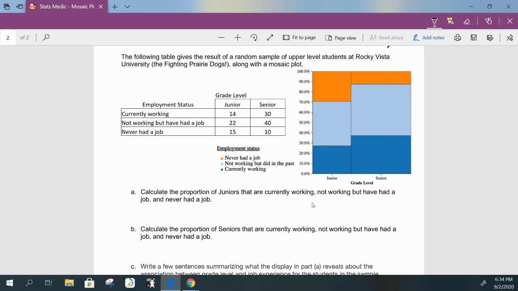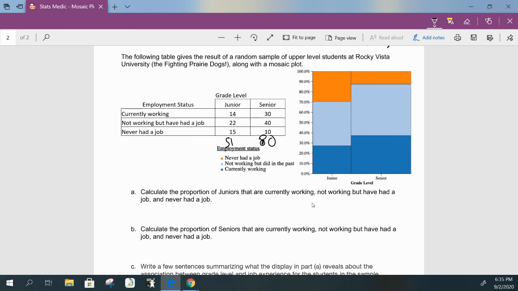So we had 14 juniors currently working and 30 seniors currently working. And of the juniors, we had 22 that were not working, but they've had a job, and 15 that had never had a job. 40 seniors are not currently working, but have had a job, and 10 have never had a job. And if we add all these up, we get 51 juniors and 80 seniors. So as you can see, the seniors are a larger class.